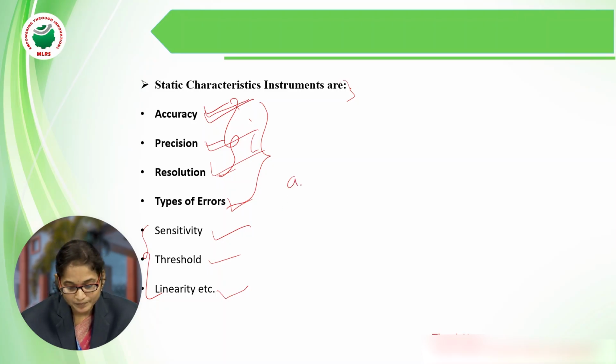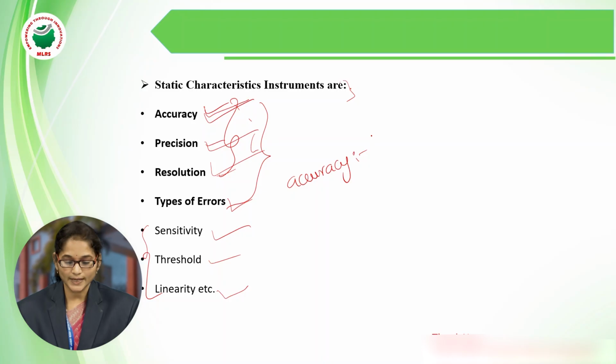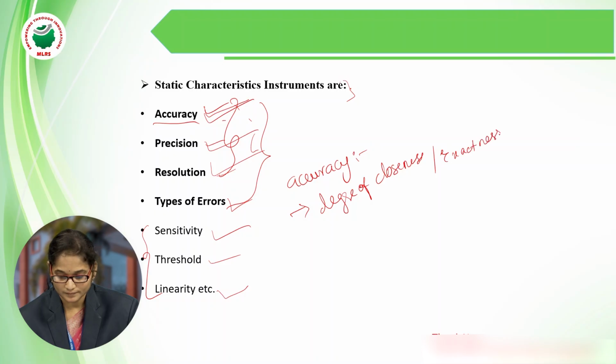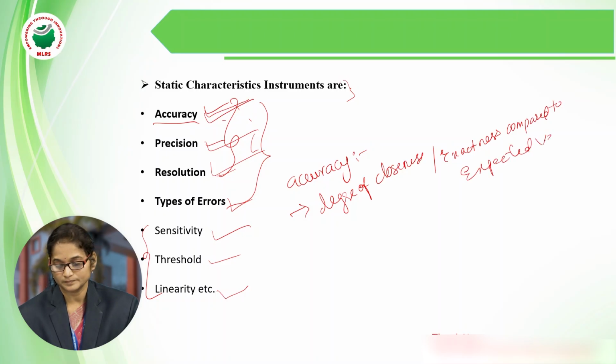What is accuracy? Accuracy is nothing but the degree of closeness or exactness compared to the expected value, to which the instrument's reading approaches the true value of the quantity to be measured.